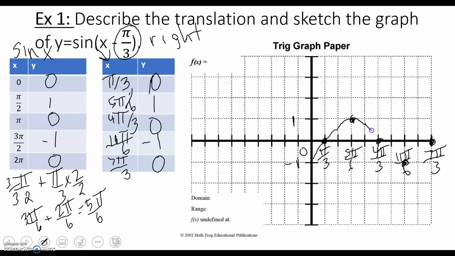And so our graph looks like this. That is how we would graph sine of x minus pi over 3. So we took the sine graph and we shifted it to the right pi over 3 units. So that is what you would do for a horizontal translation, and it only affects the x values, okay?